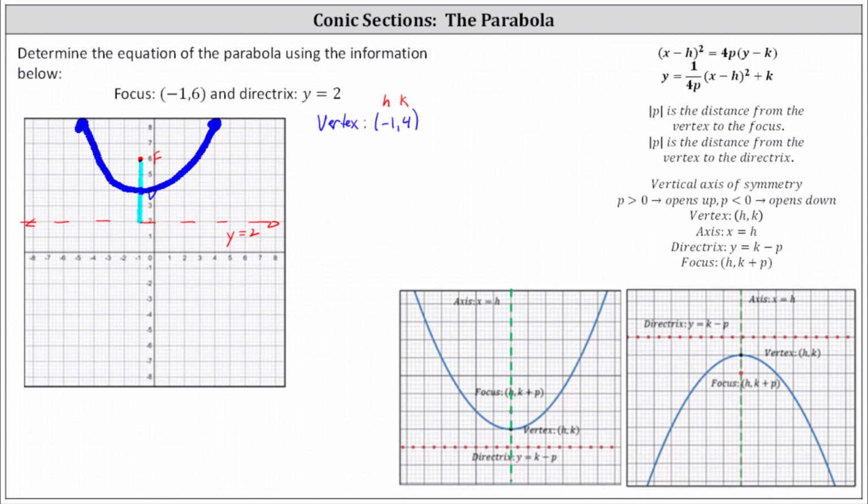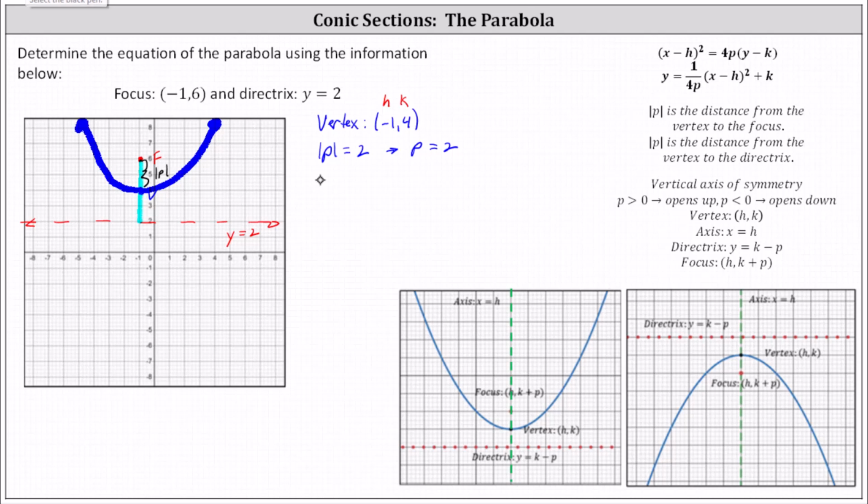Analyzing our graph, the distance from the vertex to the focus, this distance here, is 2 units, which indicates the absolute value of p equals 2. And because the parabola opens up, not down, p equals positive 2. This is all the information we need to write the equation.